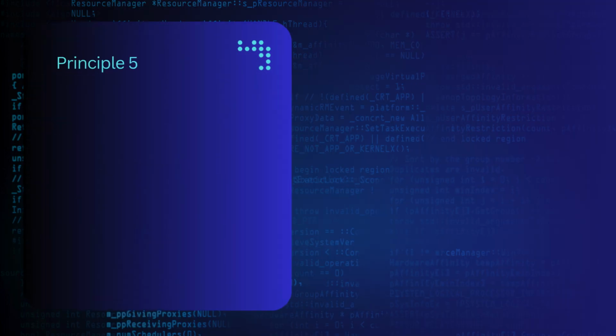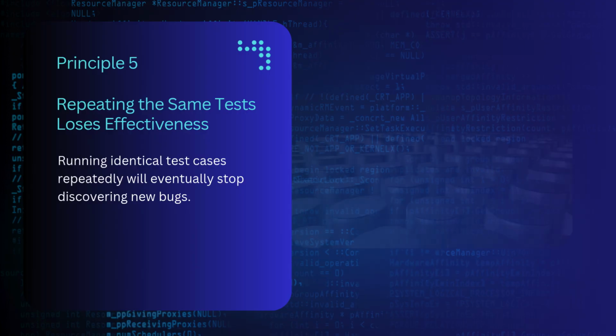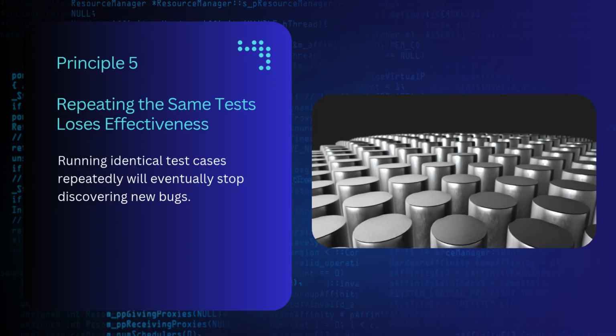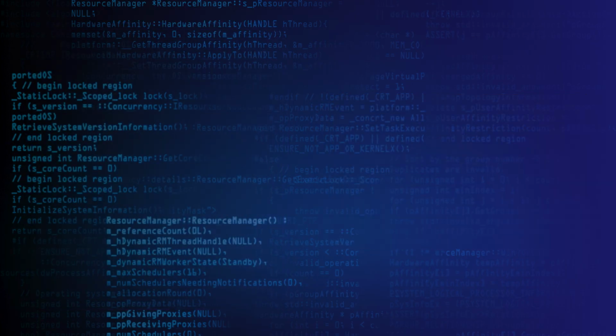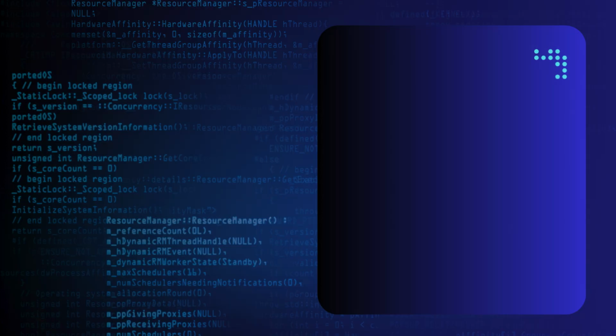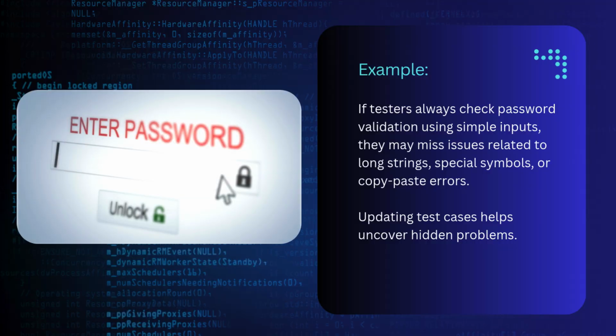Principle 5. Repeating the same tests loses effectiveness. Running identical test cases repeatedly will eventually stop discovering new bugs. Example: if testers always check password validation using simple inputs, they may miss issues related to long strings, special symbols, or copy-paste errors. Updating test cases helps uncover hidden problems.